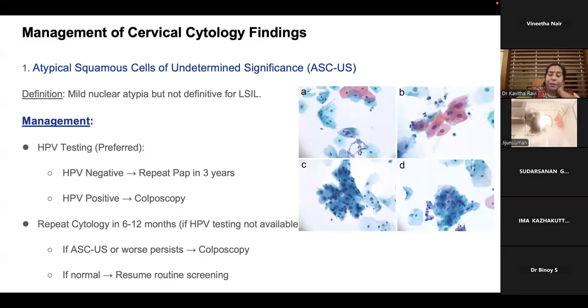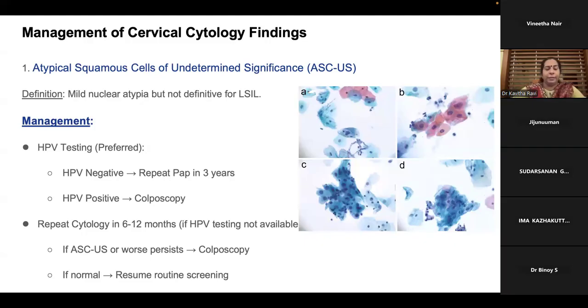And if HPV testing is not available, as in many of our situations or scenarios, you have to repeat the cytology in 6 to 12 months. And if the ASCUS or something much worse than that persists, go for a colposcopy. If after 6 to 12 months the cervical smear has become normal, then you can resume the routine screening as was done before.